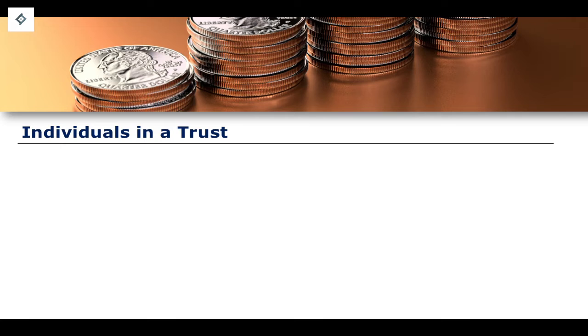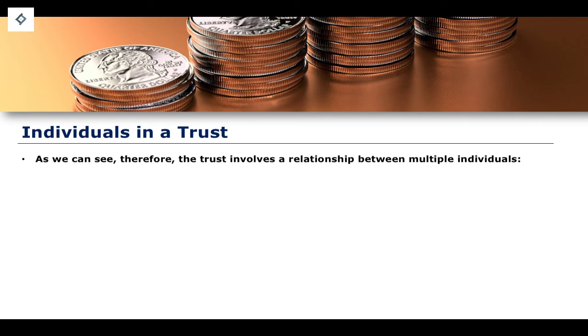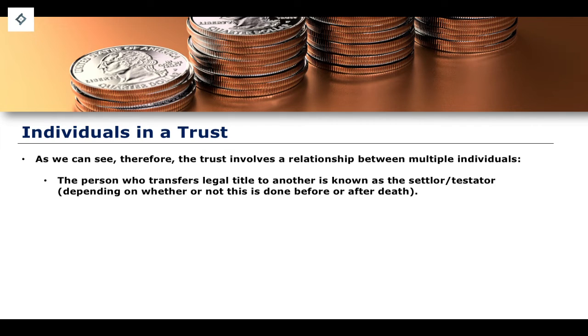And with that being said, let's think about who the individuals are within a trust relationship. Okay, there are multiple individuals. The person who is the original owner of the legal title, who is going to send that title to another individual, is known as the settlor or the testator. They are the settlor if they are creating the trust before they die. If this is a trust which is created after their death, if it is created post-mortem, for example, then they are known as the testator of that particular property.